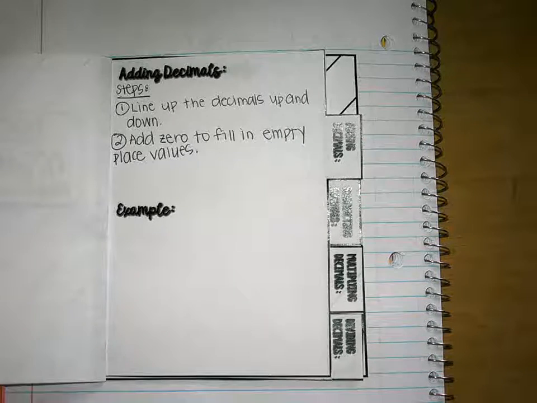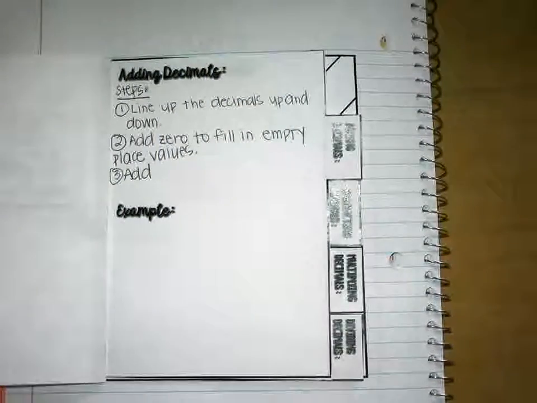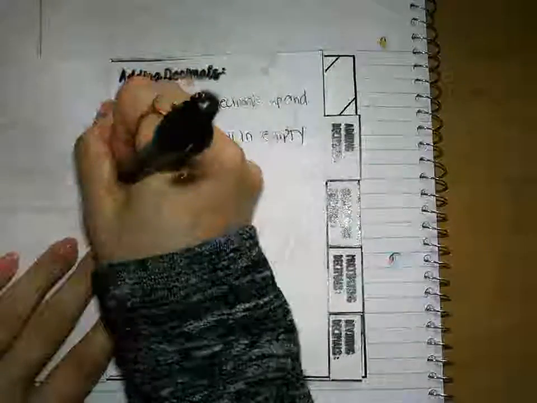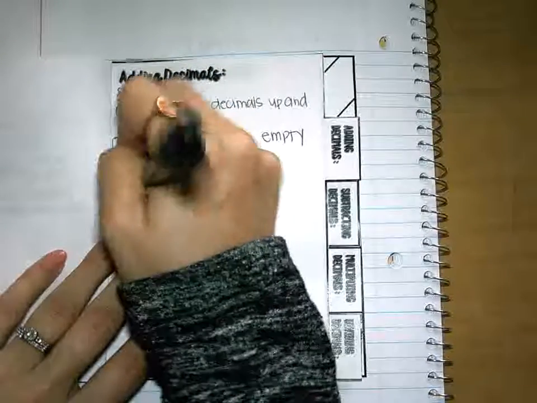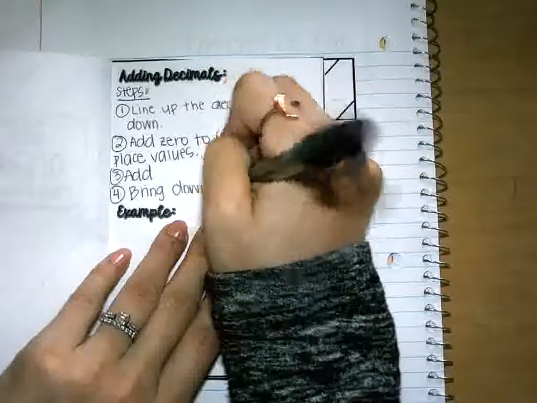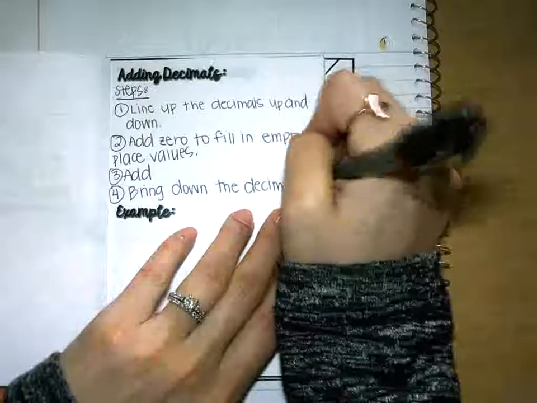Then once I have my entire problem set up, what should I do? I should add them. So step 3, add your numbers. So line up your decimals, add zeros, add your numbers together. And then the fourth step is what I've heard a couple times said. Last and final thing you have to do, bring down the decimal into your answer.